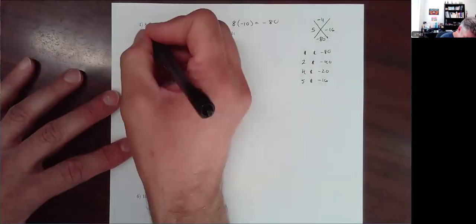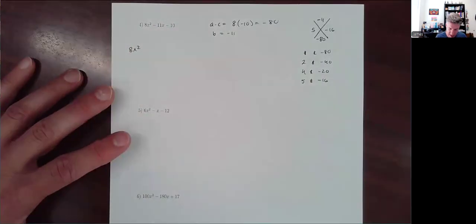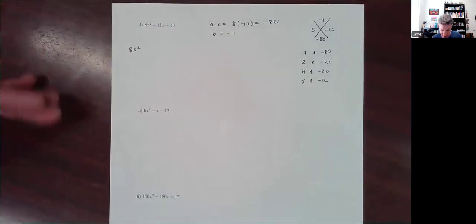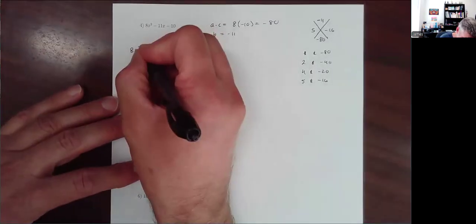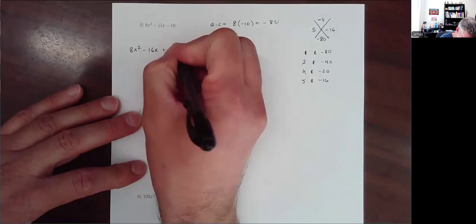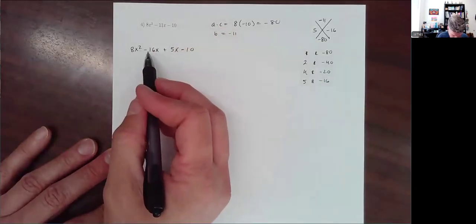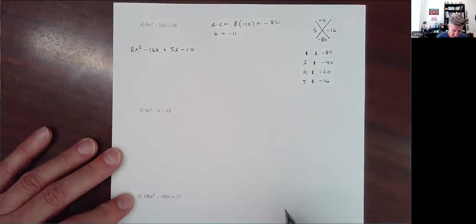So then I can rewrite this as 8x squared and take your pick. Either write the negative 16x first or the plus 5x. I'm going to do the negative 16x first, because if there's a positive one, I'd rather leave that for my second piece. So again, this is the same. Negative 16x plus 5x is negative 11x.